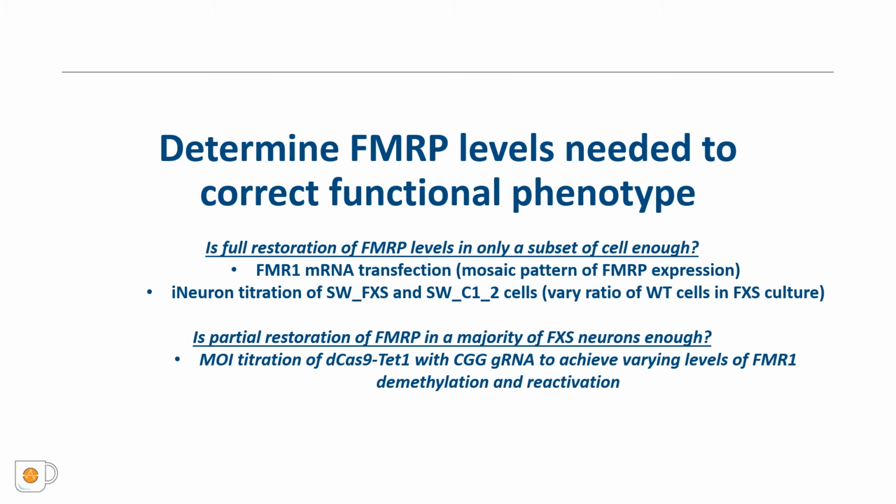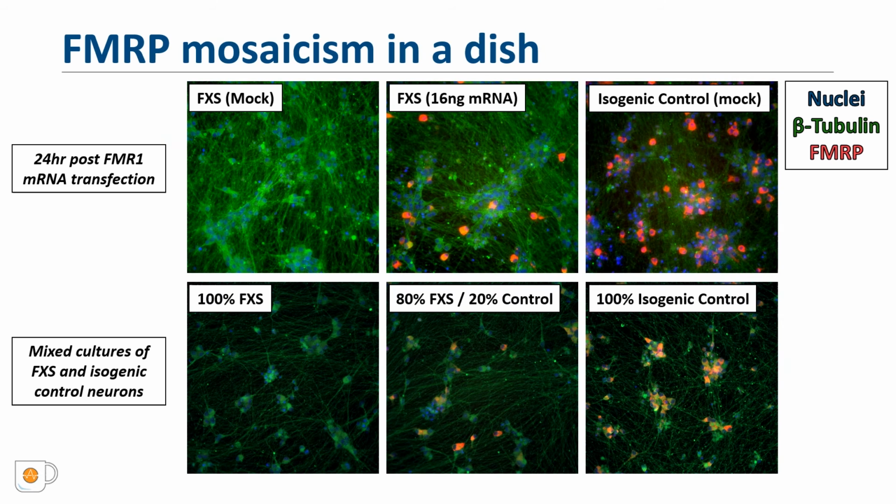Next, we asked if partial restoration of FMRP in a majority of Fragile X neurons was enough. We did this by titrating in varying MOIs of a virus containing dCas9 TET1 and CGG guide RNA constructs to achieve varying levels of FMR1 demethylation and reactivation.